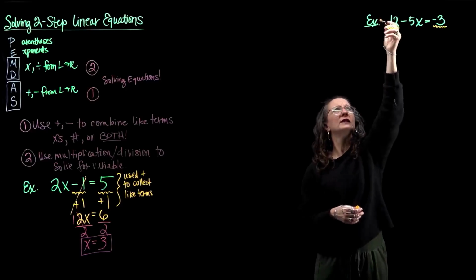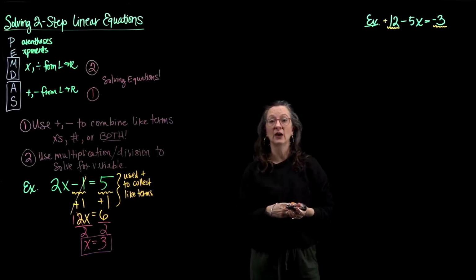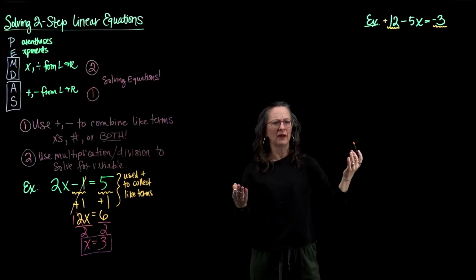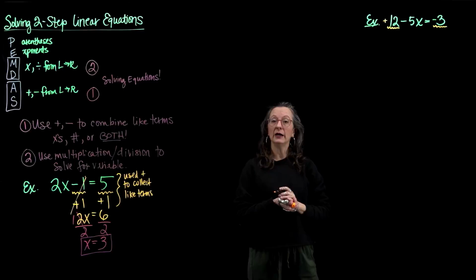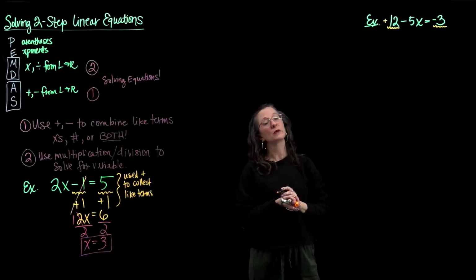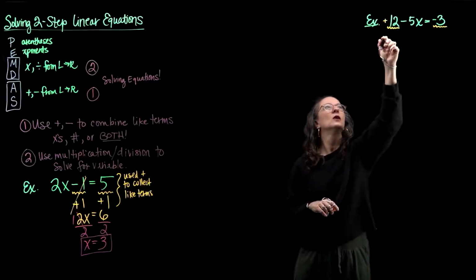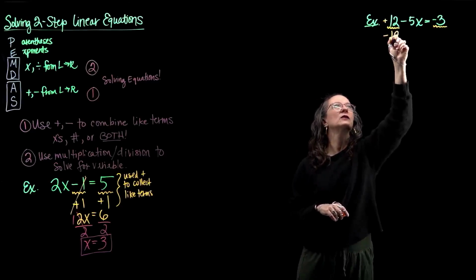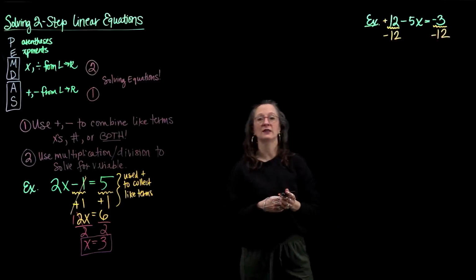So this 12 is a positive 12. We don't always write that plus on the outside. It's a sneaky plus. It's there. We just don't always write it. But it's important because we want to remember, how do we undo positive 12? Well, that's with subtracting 12. So I'm going to subtract 12 on both sides of the equal sign.